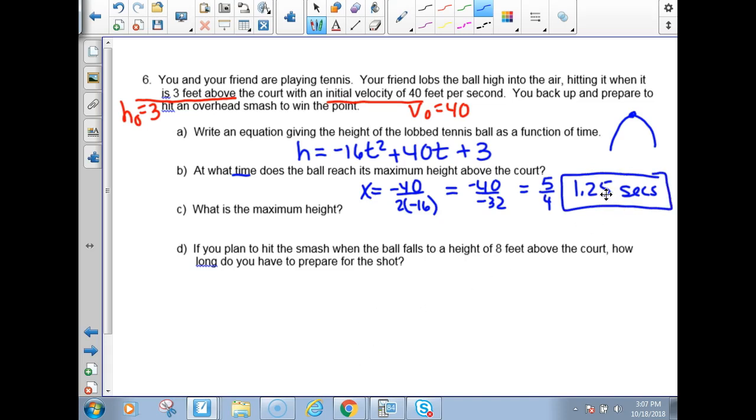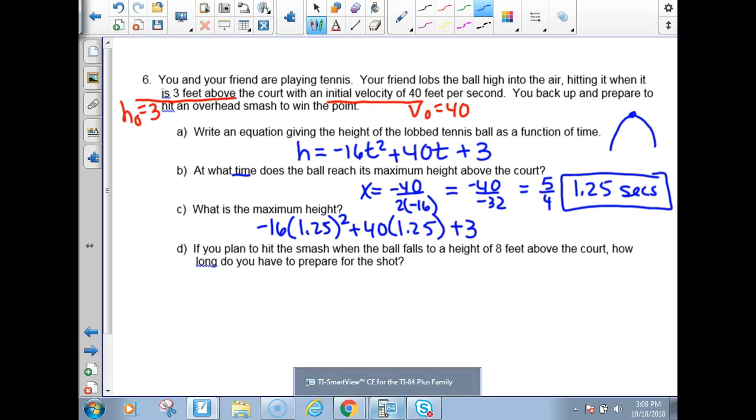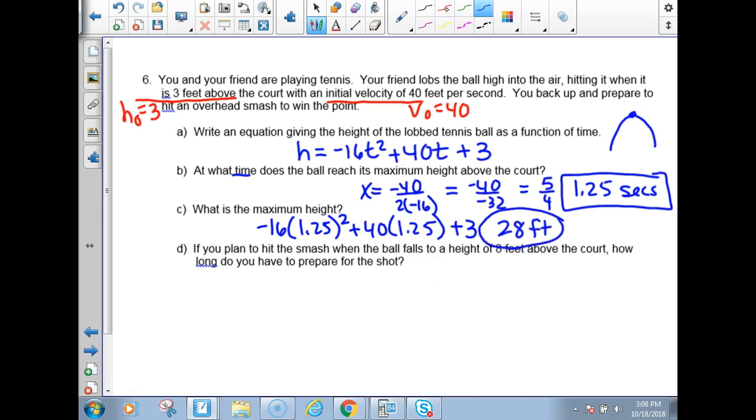Now, the maximum height, you could plug in 1.25 into the equation and do negative 16 times 1.25 squared plus 40 times 1.25 plus 3. The other option is to have the calculator get this stuff for you. Okay, so I can show you how you could get that as well. But anybody calculate this yet? I don't want to waste time on popping that in because I'm going to pop it in for this one anyway. So that came out to 28 feet. Okay. All right, now the next part.